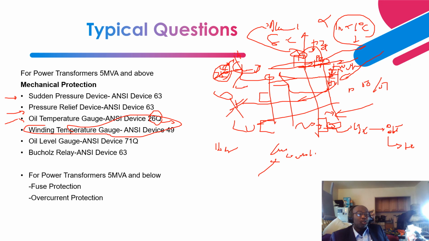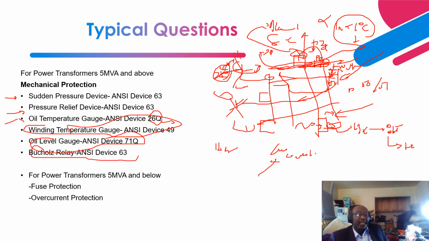Next is top oil temperature. Top oil temperature is right here. It measures the top oil, and it is wired to all the stage cooling fans that you have.